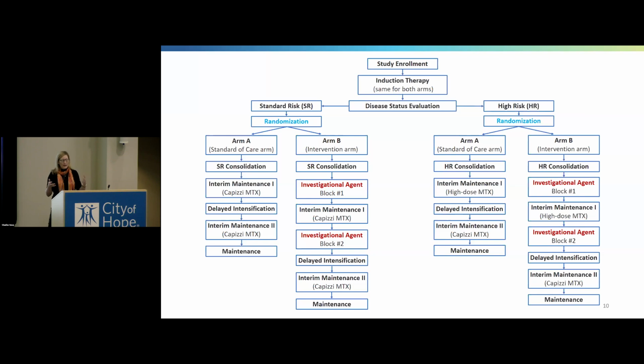And in this schema, they're either categorized as standard risk or high risk based on certain risk factors and features that are seen at the end of the induction therapy. And in this study, you can see each of the cohorts are randomized into one of two arms. Each has a standard of care arm, and each has an intervention arm. And in this one, I just added an investigational agent.